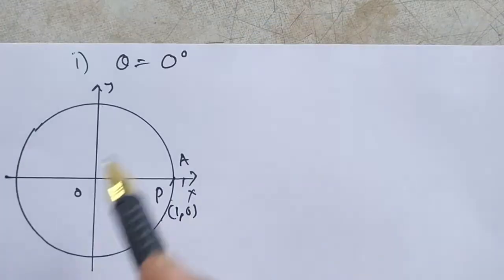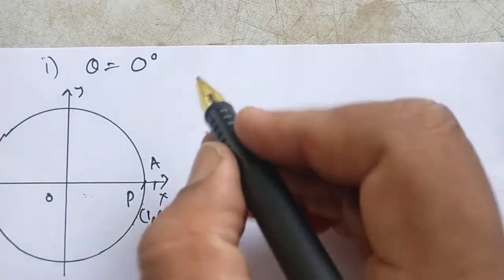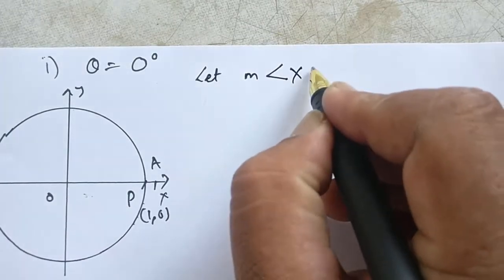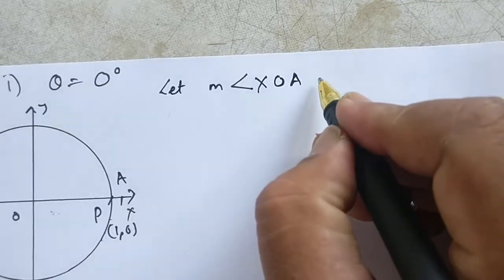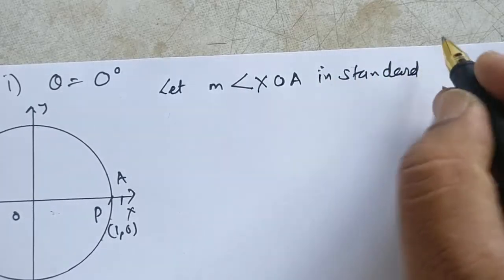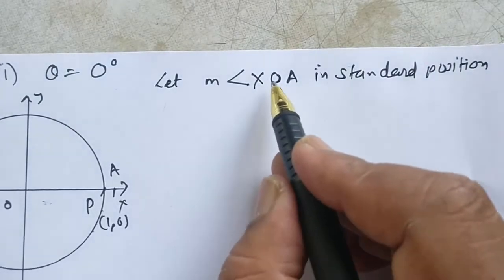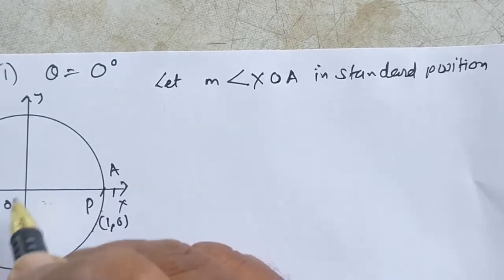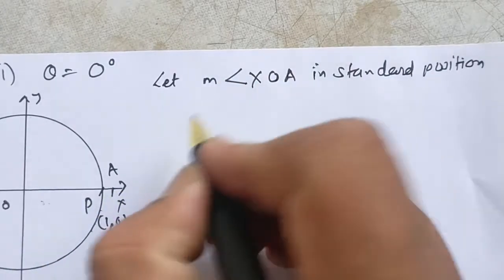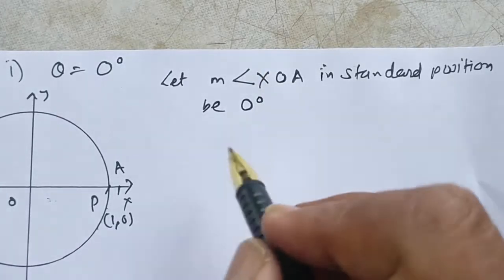First, theta is equal to 0 degree. Therefore, let the measure of angle XOA in standard position be 0 degree. Standard position means that the vertex is at the origin and the initial ray is along the positive x-axis.